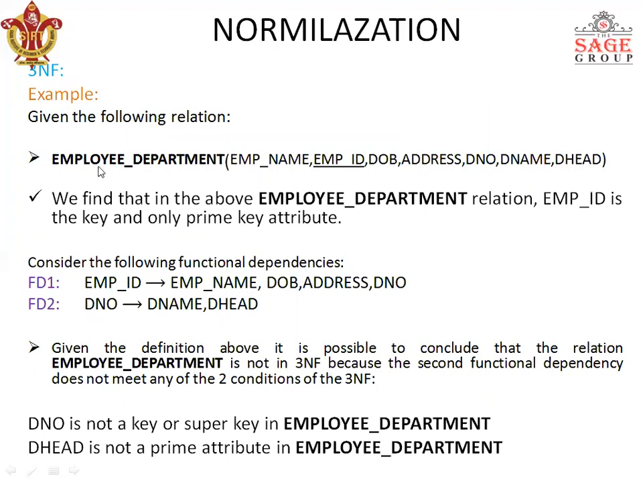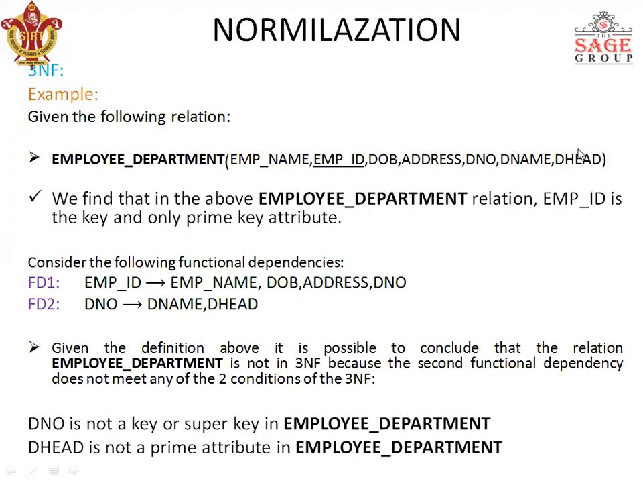Here we have the employee department relation. In that relation, we have a number of attributes like employee name, ID, date of birth, address, department number, department name, and head. Employee ID is the primary key. So we have two functional dependencies. With the help of employee ID, we can identify employee name, address, date of birth, and department number. With the help of department number, we can identify department name and department head.